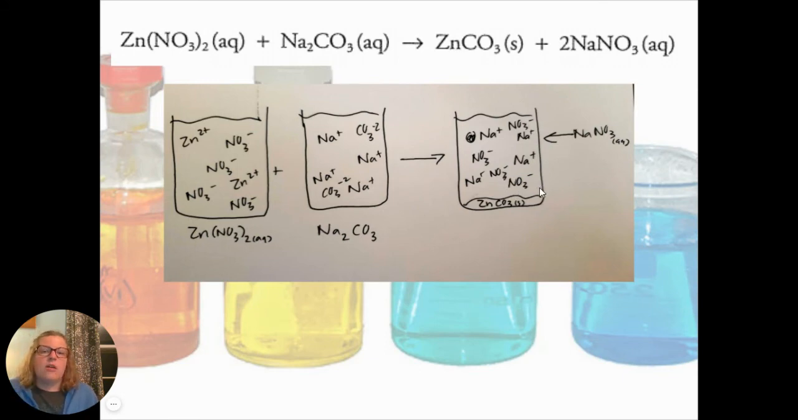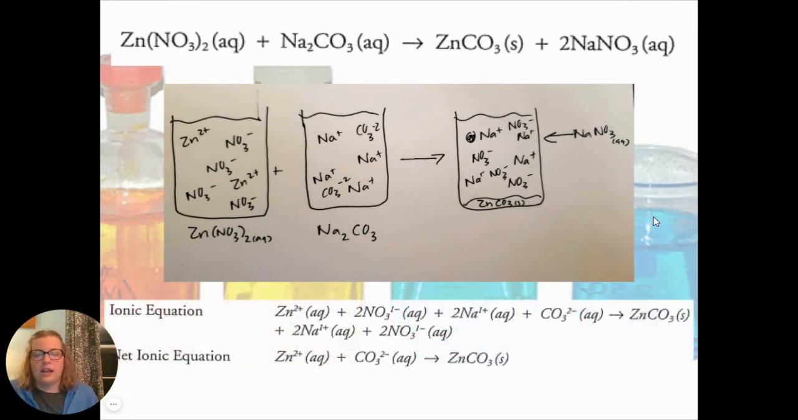Okay. Now, if you look at this, think about what isn't changing. I have zinc turning from an ion into a solid, and I have carbonate turning from an ion to being trapped in a solid. But the sodiums remain floating and the nitrates remain floating. So those are our spectator ions. So in this case, our net ionic equation is going to be way smaller than our actual complete ionic equation. The net ionic equation is going to be zinc 2 plus and carbonate, turning into zinc carbonate solid.